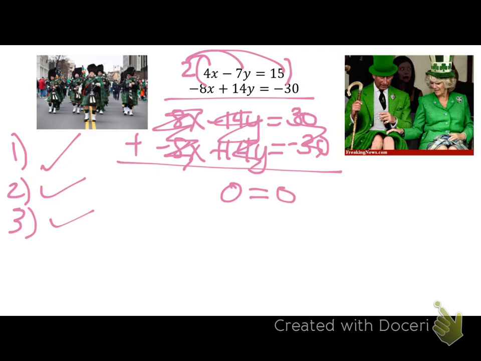So does 0 equal 0? Yeah. So our answer for this is going to be infinite. If they didn't equal each other, it would be no solution. Kind of like what we were doing when we were using substitution to solve.